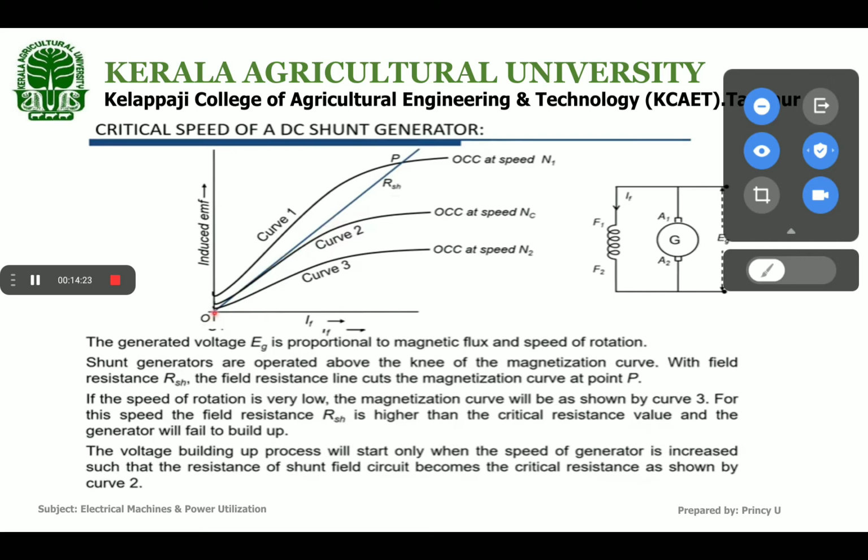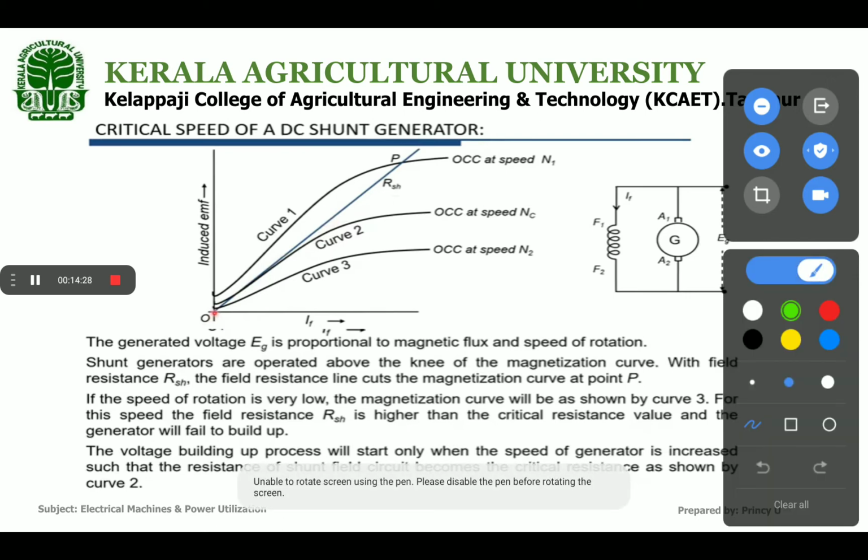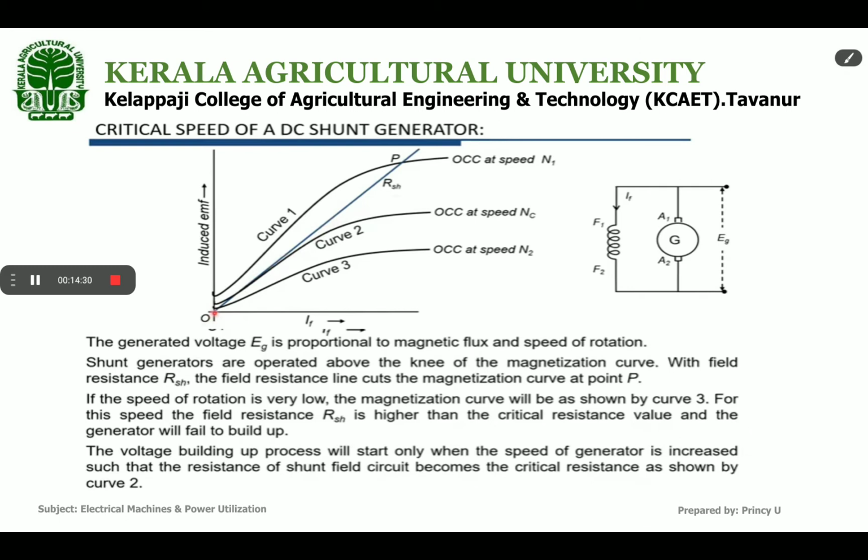So the generated voltage EG is proportional to magnetic flux and speed of rotation. We know the equation EG proportional to phi into N, that is φZNP by 60A. In that, the only variable values are phi and N. So shunt generators are operated above the knee of the magnetization curve with the field resistance RSH.